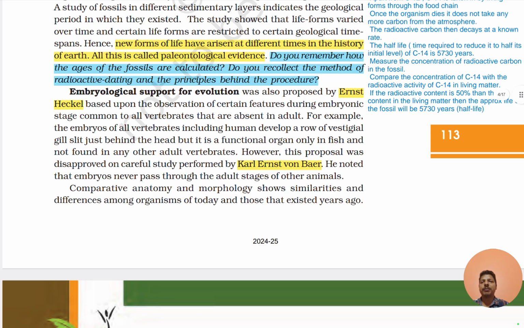Next, embryological support for evolution, proposed by Ernst Haeckel, based on the observation of certain features during embryonic stages common to all vertebrates that are absent in adults. For example, the embryo of all vertebrates including human develops a row of vestigial gill slits just behind the head, but it is functional only in aquatic organisms, that is fish, not found in any other adult vertebrates. However, this proposal was disapproved on careful study performed by Karl Ernst von Baer.